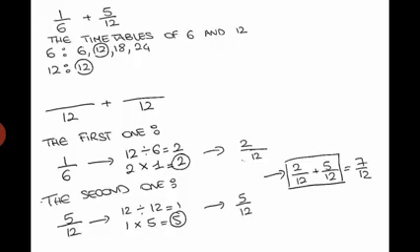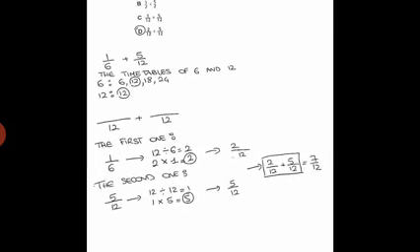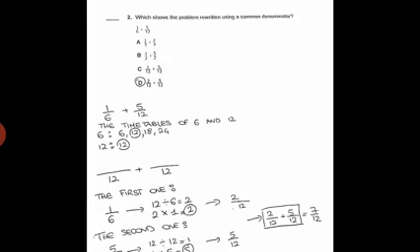So our problem becomes 2 over 12 plus 5 over 12 equals 2 plus 5 equals 7. 12 remains the same. So we want to know which one is our problem rewritten using a common denominator. So we have 2 over 12 plus 5 over 12. That is number D, the last one.